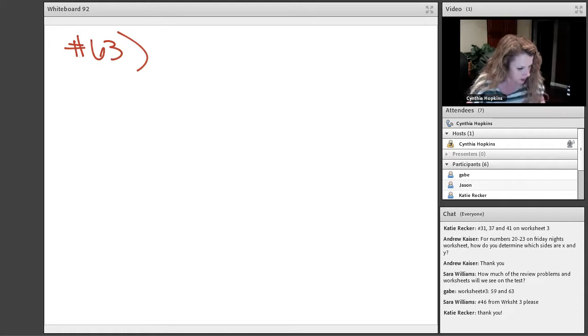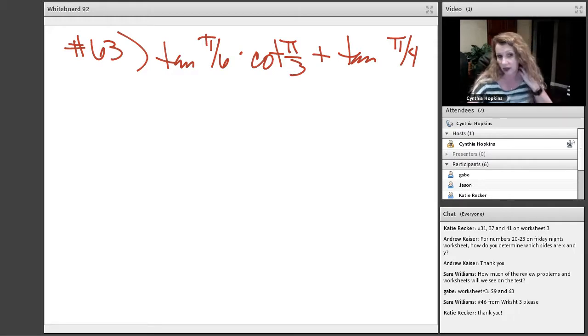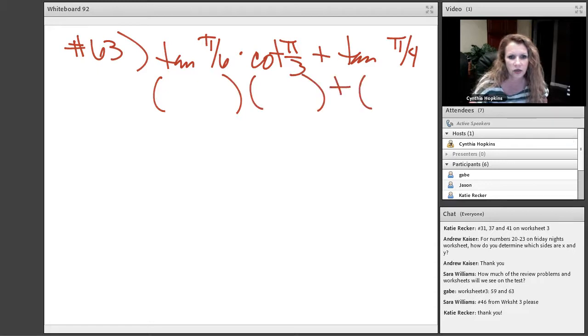All right, 63 says tangent of pi over 6, and it doesn't say times, but if you want to put a dot there to show yourself that it's times, cotangent of pi over 3 plus tangent of pi over 4. All right, it almost seems like they forgot to write a fourth trig function, but that's all right. We're finding the value, so we will find that ratio, multiply them together, and then plus that ratio.